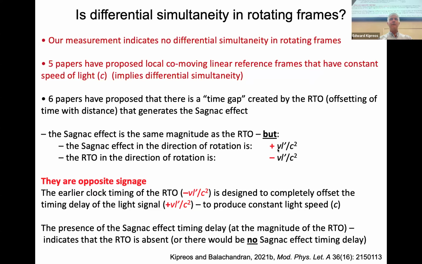Okay, the Sagnac effect is plus VL prime over C squared, and the RTO in the direction of rotation is minus VL prime over C squared. And in fact, the reason they're opposite is because if the RTO made the time earlier, this later time would make the speed of light constant. But because the speed of light is not constant, it takes longer to go there, then you can actually infer that the RTO is not present to make the time earlier. So it's actually evidence that there is no RTO, or relativistic time offset.